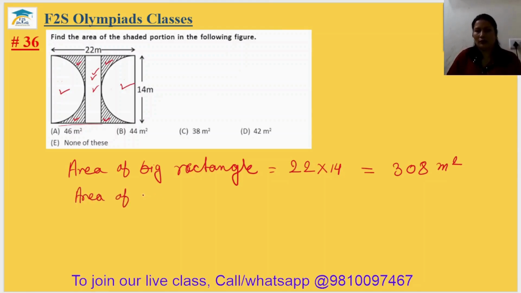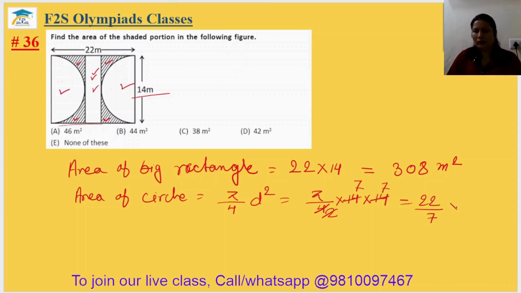Now area of the circle. Area of circle made up of the two semicircles, so that is your pi by 4 d square. If the diameter is given, diameter is 14 meter here. It is your pi by 4 into 14 into 14. So 2 sevens are 14. Pi value is 22 by 7, multiply by 7, multiply by 7. 7 cancels out. This is your 154 meter square.